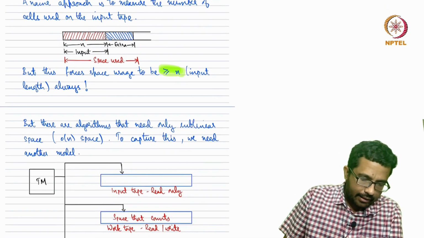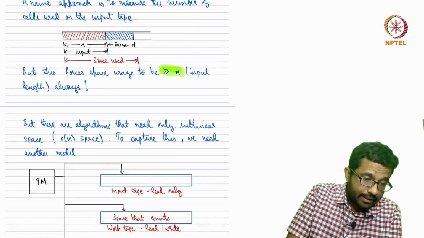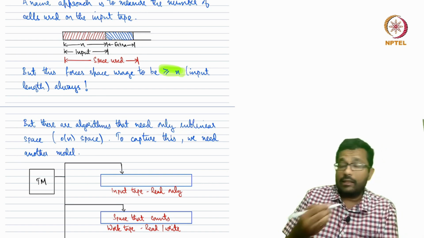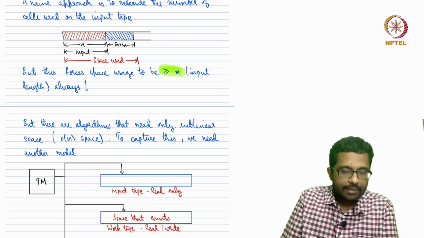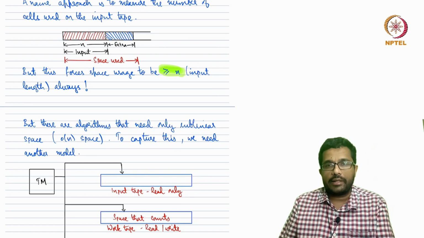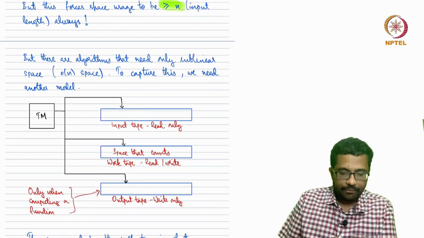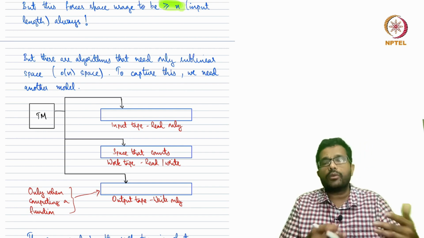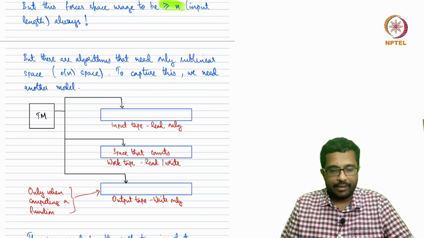So as I said, this model has an issue because there are problems which require only sublinear space. Sublinear means little-o of n space, like let's say log n space or square root n space. But this model will force us to use at least order n space, right? So we will change the model. The model is the following. Then this model will be more accurate and more faithful in terms of how much extra space is required, right?